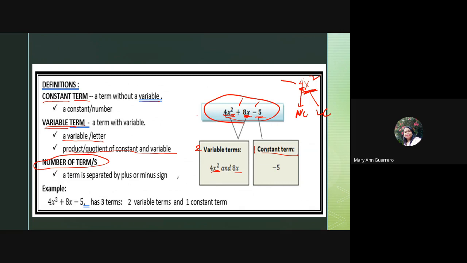For example, 2 pi r. So this is a variable term because of r. Constant si 2 pi, and then si r is a variable. So pag sinabi naman natin constant term, it is a term without a variable. Pure number lang siya. So that is constant term.